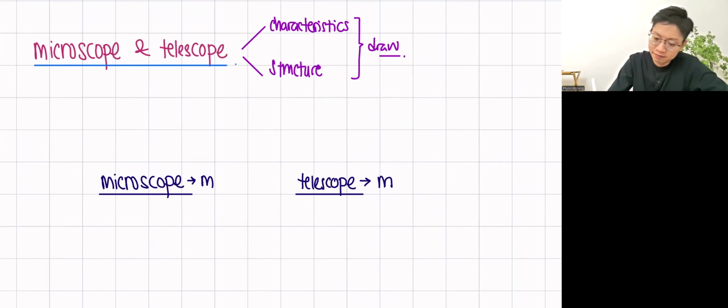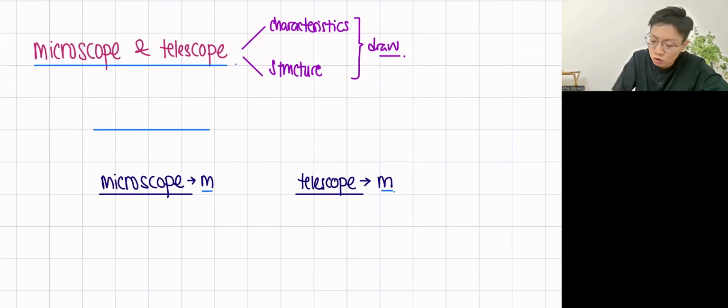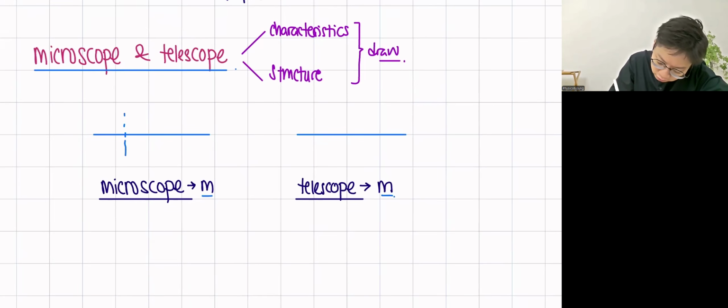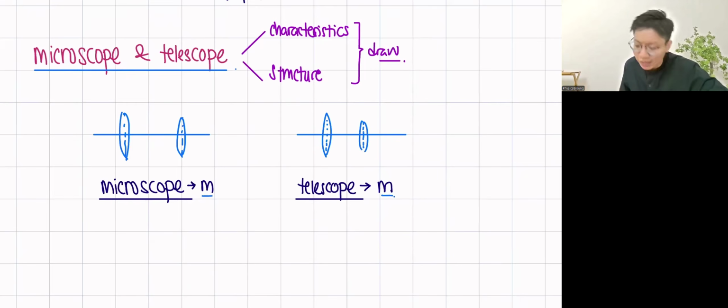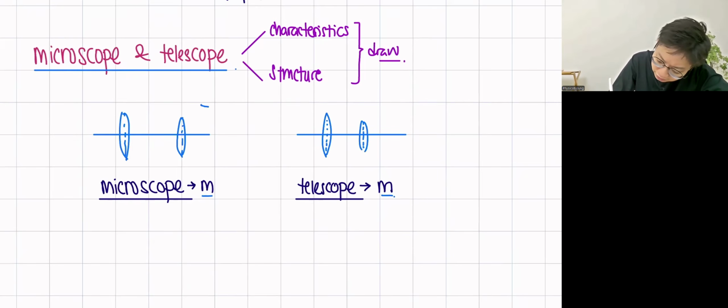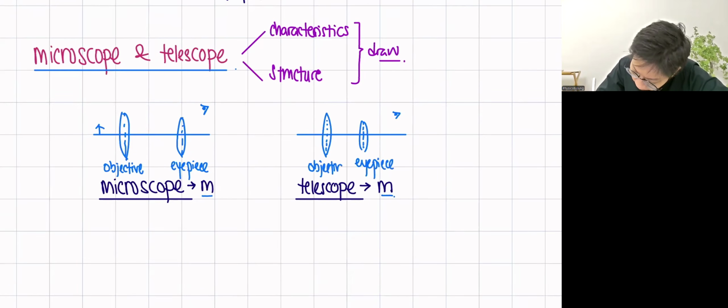After the characteristics of the image, where we want a magnified image, now we're going to talk about the structure. Microscope and telescope both consist of two lenses, one and two. One is nearer to your eye, called the eyepiece lens. The one nearer to the object is called the objective lens. This is the eyepiece lens, and this is the objective lens.